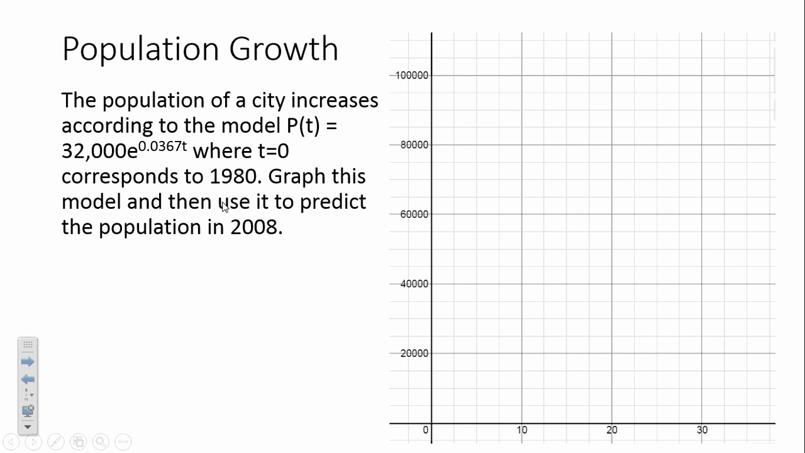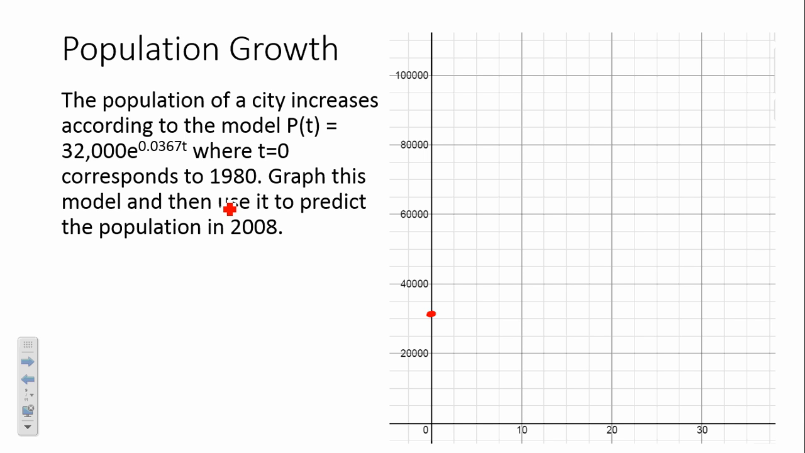So anything to the 0 power is going to be 1, right? So in 1980, we're at 32,000. Okay, everybody cool with that? So at 0, we're at 32,000. There's 20, there's 40, halfway between and a little bit up. There's our base population at that time. Okay?